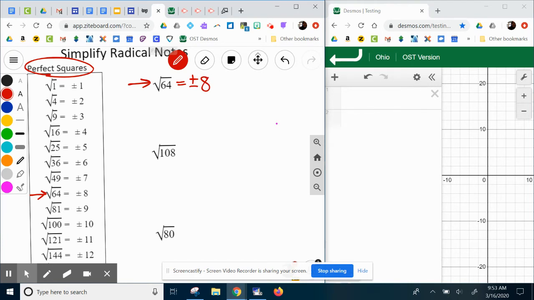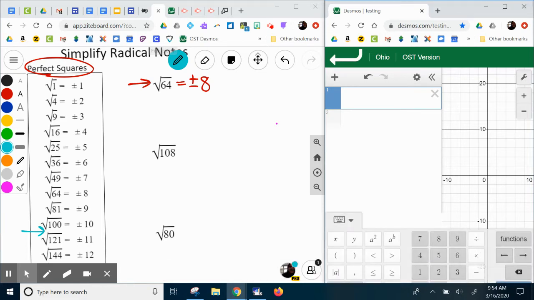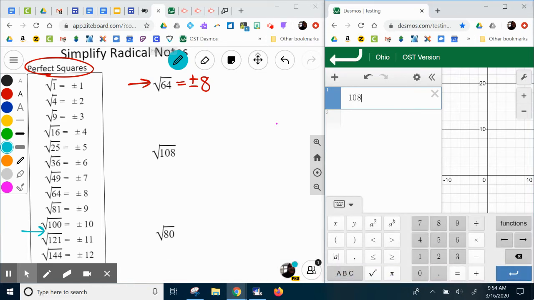Next one is the square root of 108. When I'm doing this one, what I'll notice is that it falls between 100 and 121. The first number I'm going to check is 100. To check it, I just type it into Desmos. 108 divided by 100, I get a decimal, so it can't be 100. Next, I'm going to try 81. Our goal is to find the biggest number that can go into it evenly, the biggest perfect square. 81 doesn't go into it evenly, so that's out.